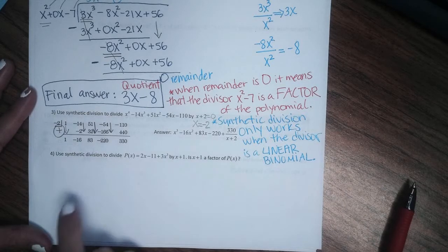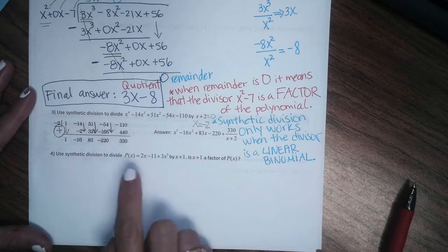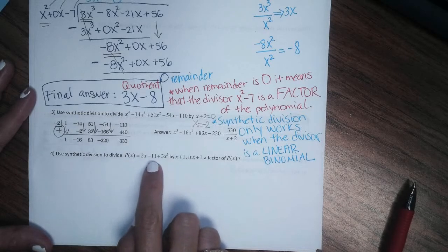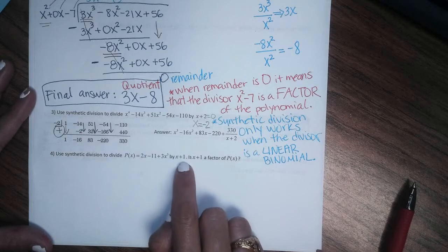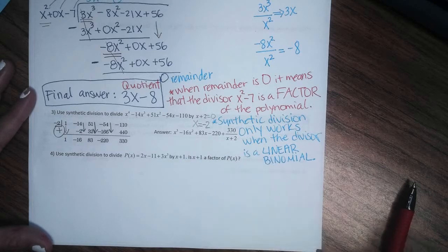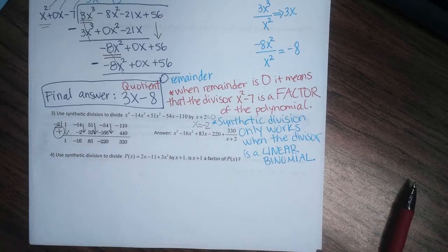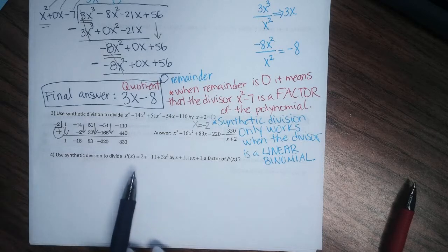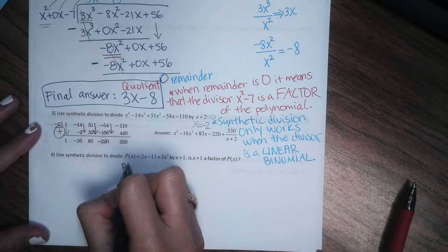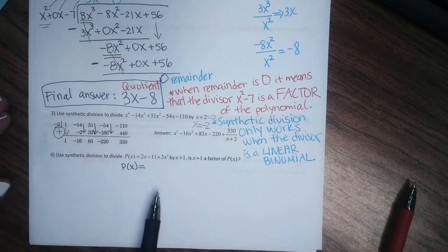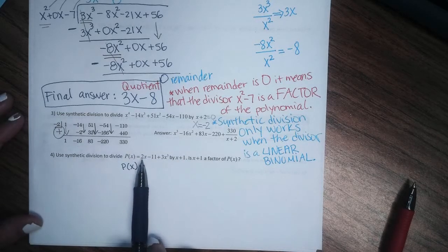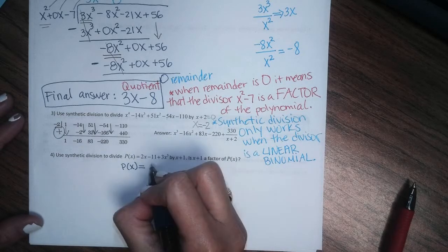Number 4. Use synthetic division to divide 2x minus 11 plus 3x cubed by x plus 1. So x plus 1 is a linear binomial, so we can use synthetic division. Now, just like long division, when you're doing synthetic division, your polynomial needs to be in standard form. That means it needs to start with the highest degree. So don't start with 2x. Start with 3x cubed.